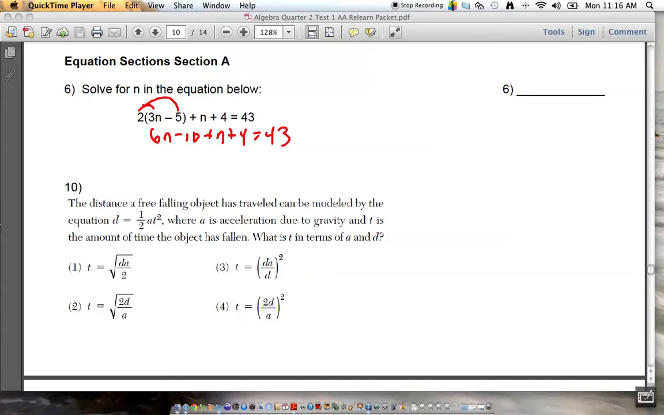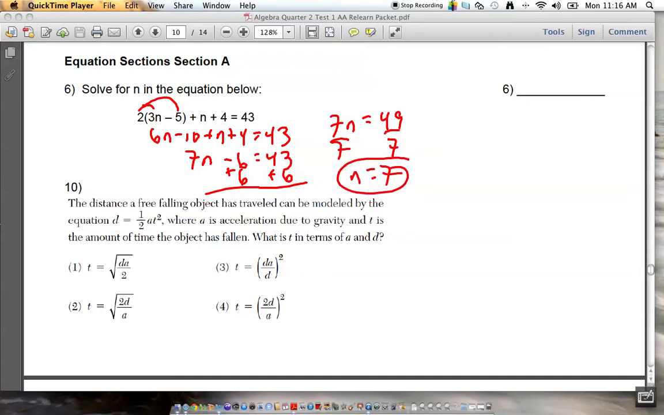It's clearly a same side situation. 6n and 1n makes 7n. Negative 10 and 4 makes negative 6 is 43. Add 6 to both sides, and I get 7n is 49. Divide by 7, n equals 7. So, the correct answer to number 6 is 7.